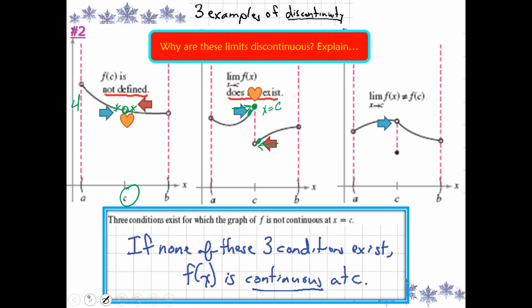And the very last one, as I'm approaching the left side, I have an answer right here. As I'm approaching the right side, it's continuous so far, and it is consistent. But then when x is equal to c, it goes all the way down to the bottom. And so all 3 conditions are not met, therefore it is not equal.